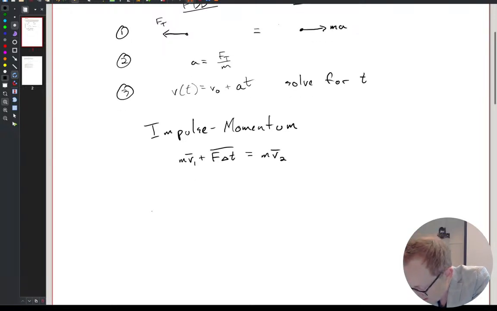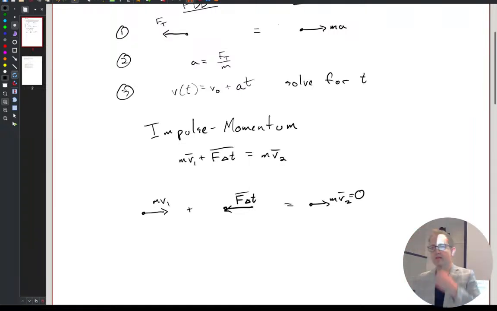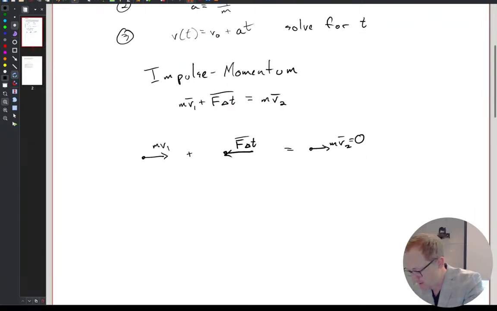And we can represent this the same way that we did with vectors, drawing them up and seeing how they add together. We have mv1 plus F delta t equals mv2, which is 0. And they're all lined up, like one-dimensional motion. It's in space, so maybe it's pointed in some weird direction, but for the problem, it's either moving forward or backward.